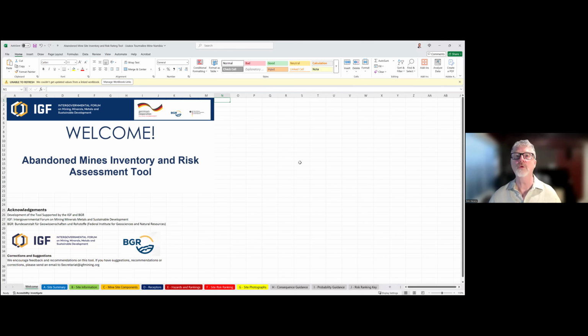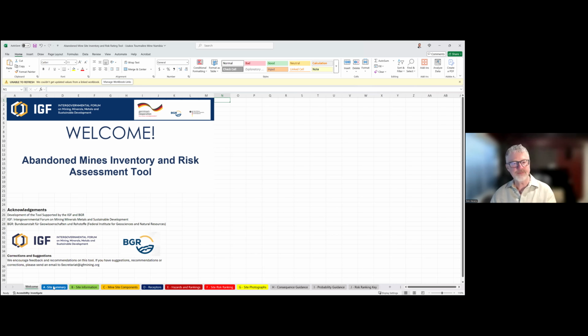I know if any of you are on your phone, it's probably going to be a little bit challenging to see. But again, the way that this tool works is really you want to look at the bottom of your screen where you can see these color-coded tabs here. Essentially, you would walk through each of those tabs as you're doing the inventory and risk assessment for a given site. So this one is specifically for the Usukos site. So our first tab is just a welcome, some acknowledgements, and if you have any corrections or suggestions, we're always happy to get that, and you can send that to us.